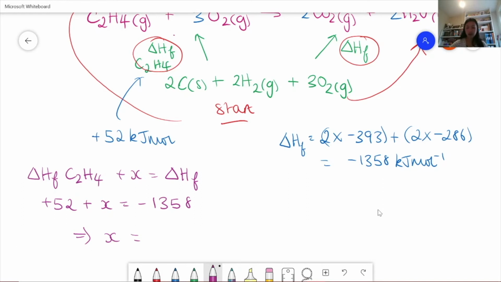So x turns out to be minus 1,410 kilojoules per mole. And one way to check whether you have done it right is that you've got a minus sign here, because combustion is exothermic, because heat is given out. So this should be a minus sign. So if you've got a positive sign, then it kind of indicates that something has gone wrong along the way.